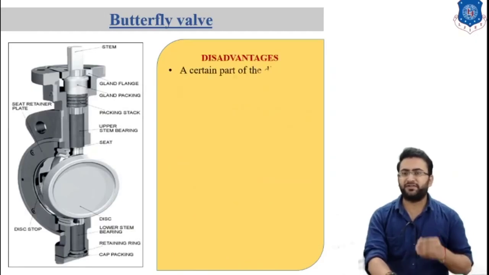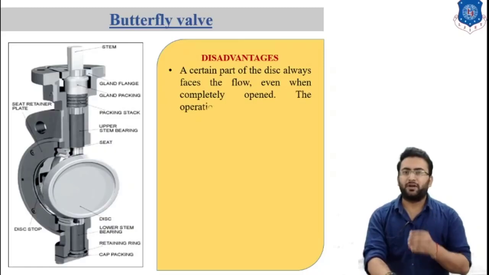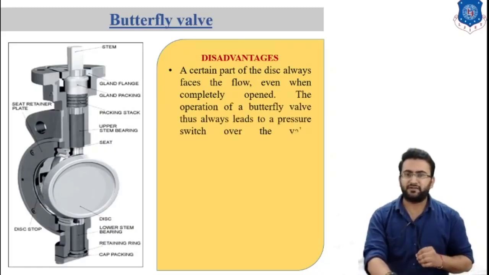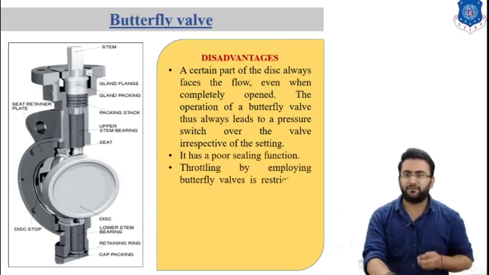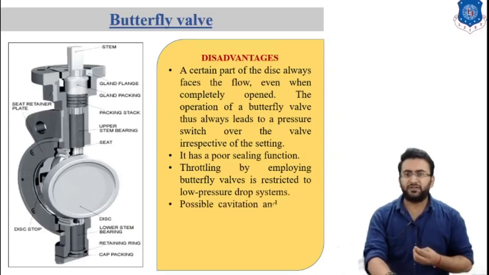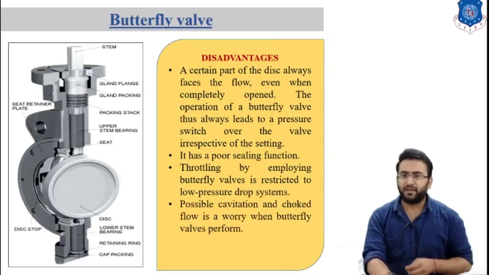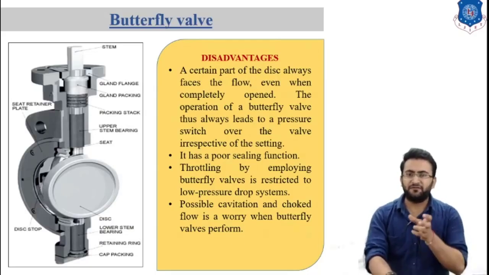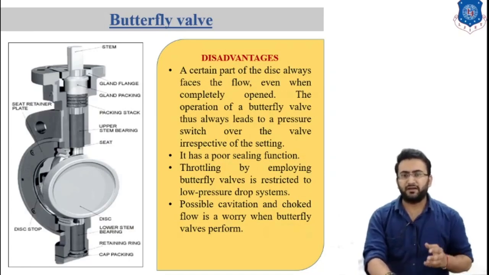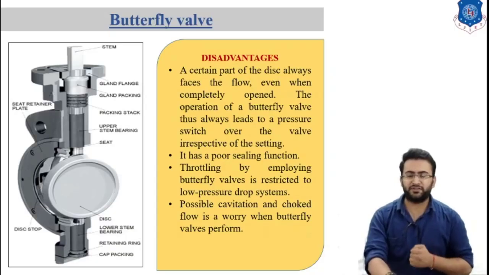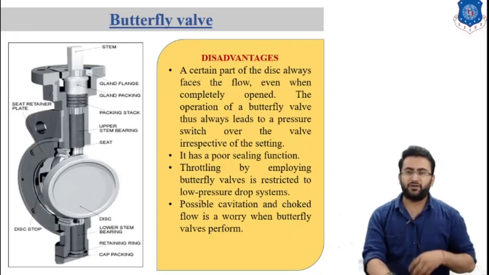Now let's talk about the disadvantages of the butterfly valve. A butterfly valve has a certain part of the disc always facing the flow, even when completely open. The operation of a butterfly valve always leads to a pressure drop over the valve irrespective of the setting. It has a poor sealing function. Throttling with a butterfly valve is restricted to lower pressure drop systems. Possible cavitation and shock flow are a worry when the butterfly valve is operated. So this is all about the butterfly valve, its advantages, disadvantages and working.